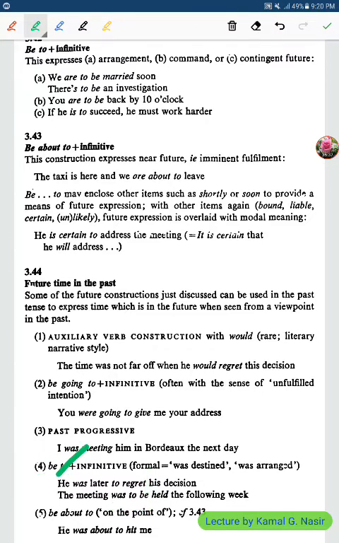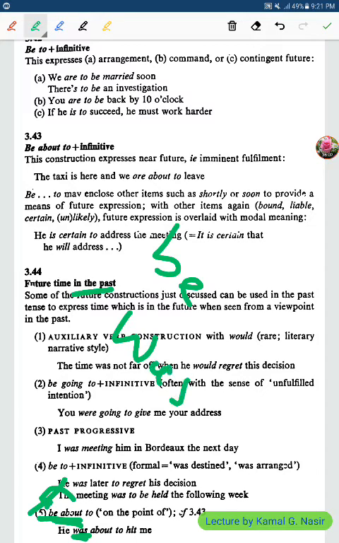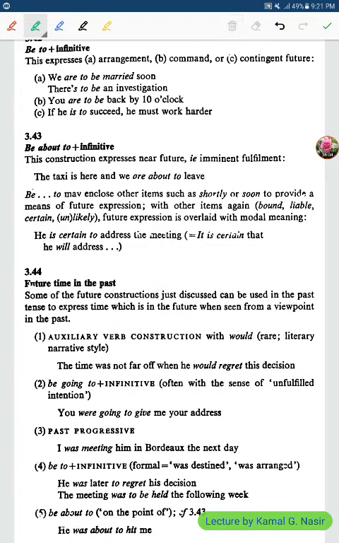He was later to regret his decision. Okay? And the meeting was to be held the following week. The fifth type, be about to also in the past. It is the present now, but you see that was is the past form of be. Actually, be is a present, and the past of be is was. So when we say the past form, we do not mean be, we mean was.